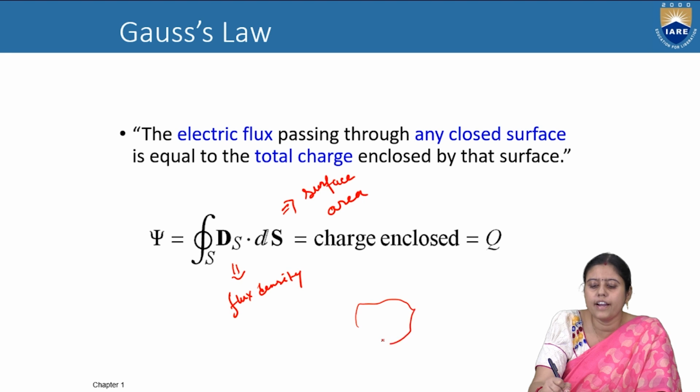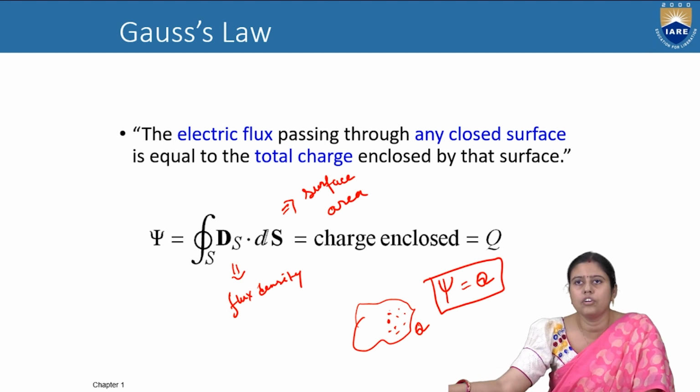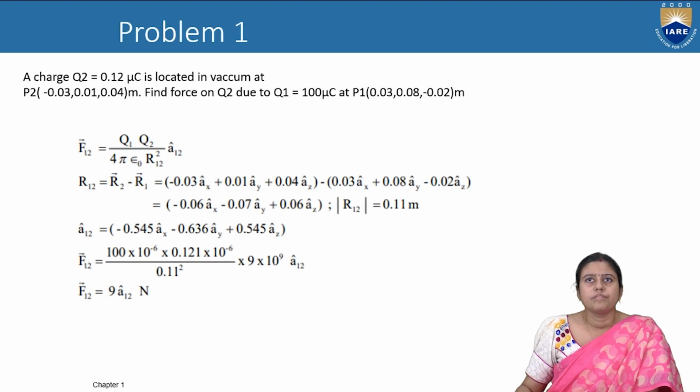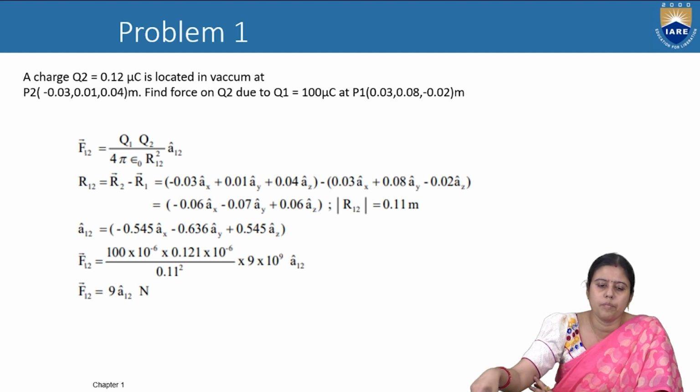The charge is equal to the charge enclosed, Q. If there are n number of charges, totaling Q, then from Gauss law we can write psi is equal to Q. Psi is equal to the electric lines of force. So based on this, we will discuss our first problem.